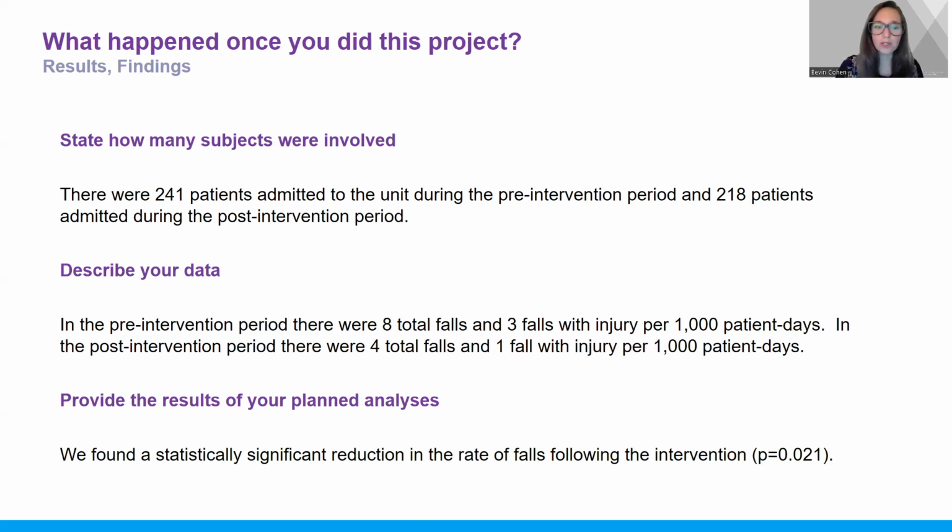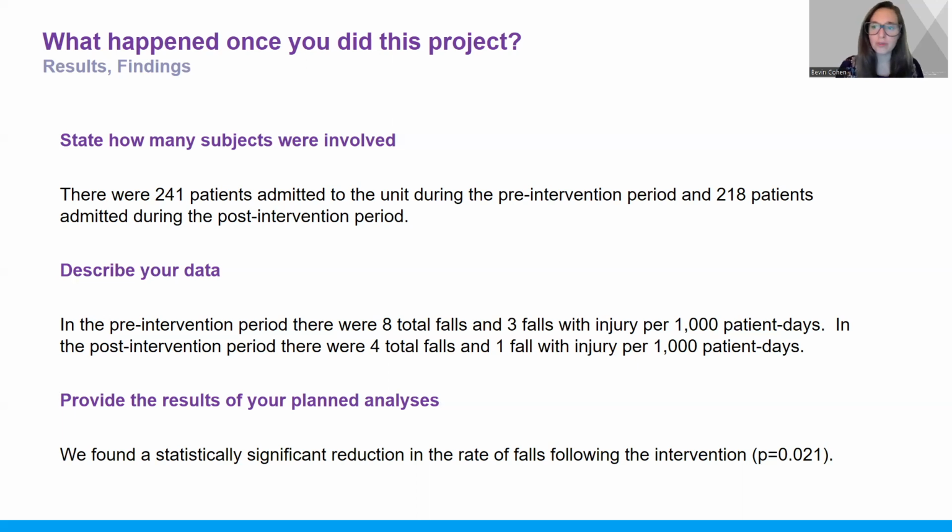And then in the post-intervention period, you had only 4 total falls and 1 fall with injury per 1,000 patient days. So again, just describing the measure exactly as you reported it in the previous section. You're just giving essentially the answer to the question that you posed. And in the next section, you're going to tell your audience about the results of your planned analysis.